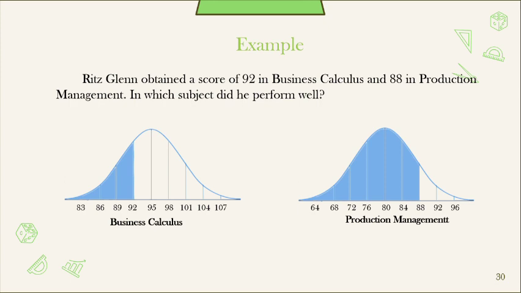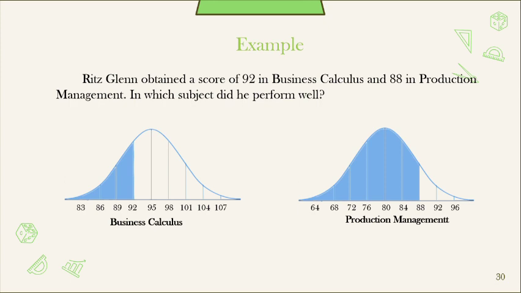The shaded area represents the percentage of the scores lower than the score of Rich Glenn. Itong naka-shaded area, di ba sa business calculus, ang grade niya is 92. So, ang mas mababa sa kanya, yung naka-shade ng blue. And dito sa production management, ang score niya is 88. And yun yung mas mababa. Yung naka-shade, yun yung mas mababa sa kanya.